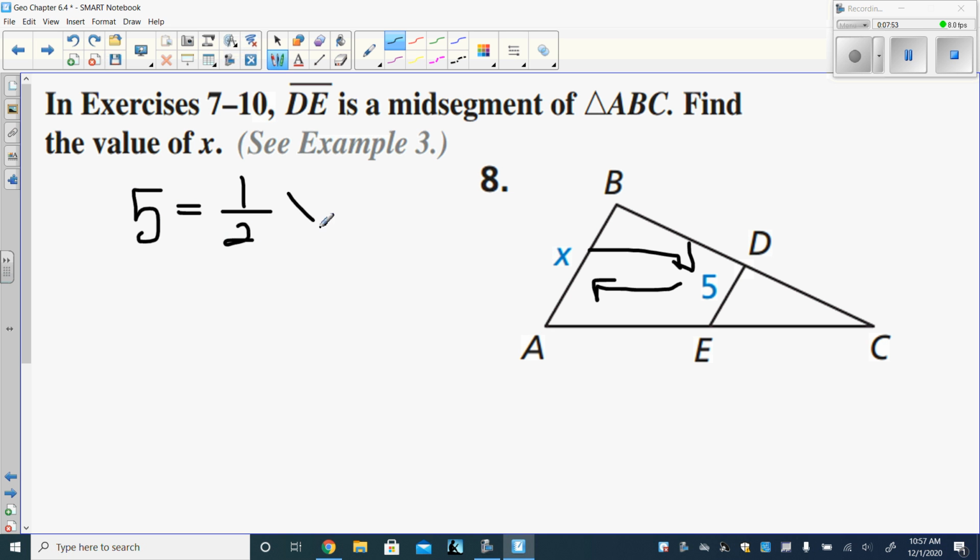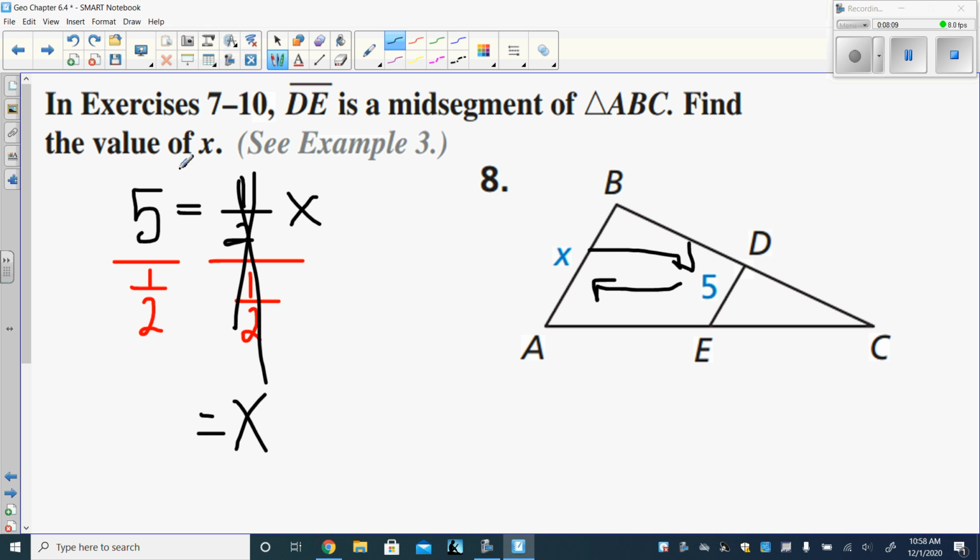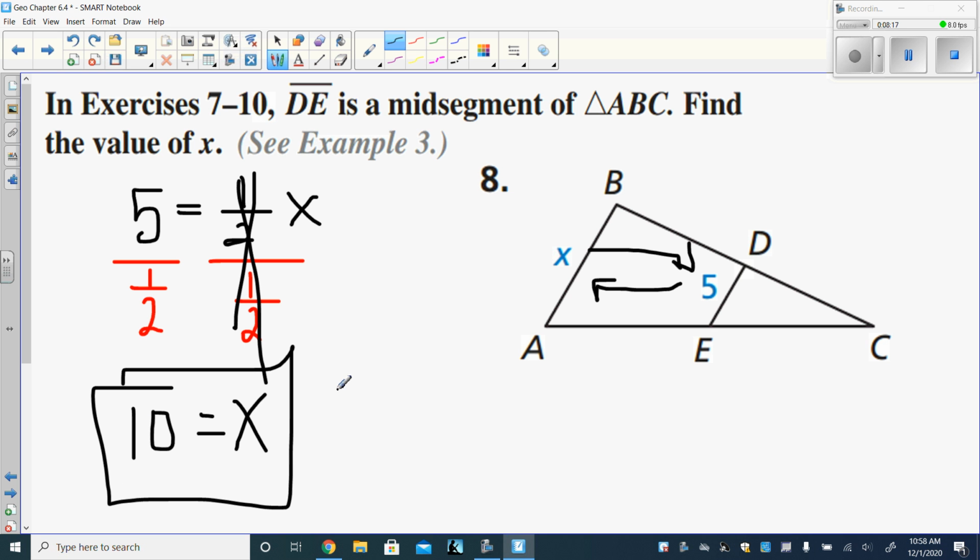1/2 of x. Well, if I want to find the value of x, all I need to do is divide both sides by 1/2, or multiply by 2, either way works. 1/2 divided by 1/2 will simplify. Anything divided by itself is 1. And 5 divided by 1/2, if you plug that into a calculator, you would get 10. So we'd either divide it by 1/2 or multiply it by 2. And that's it.